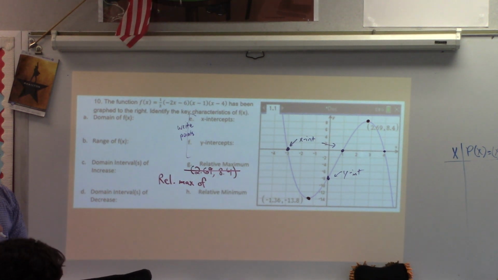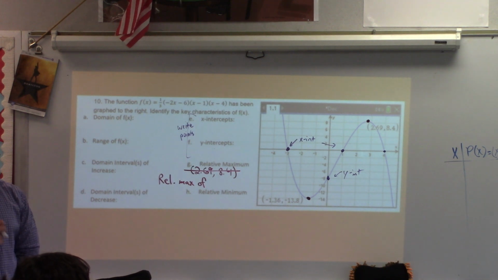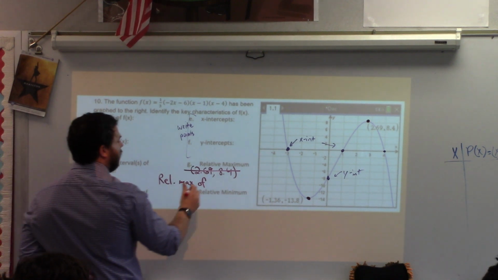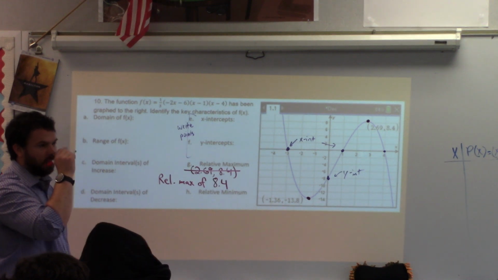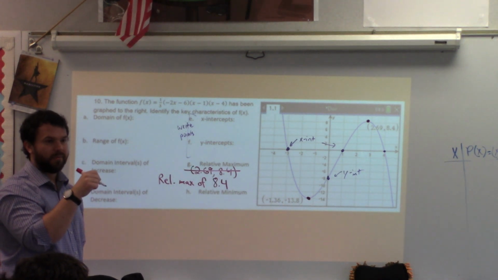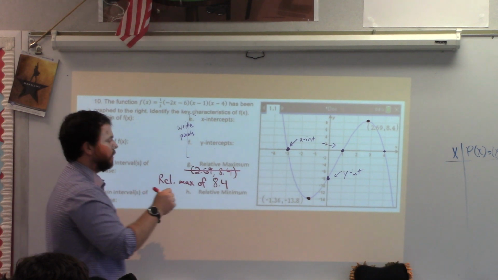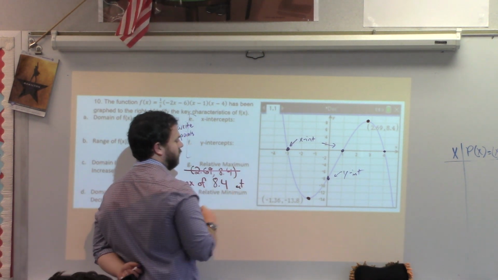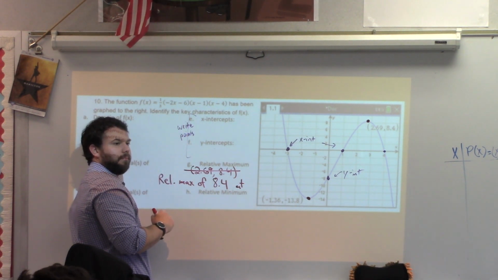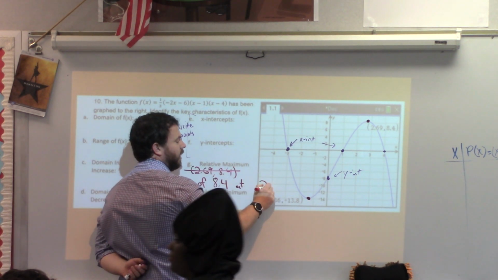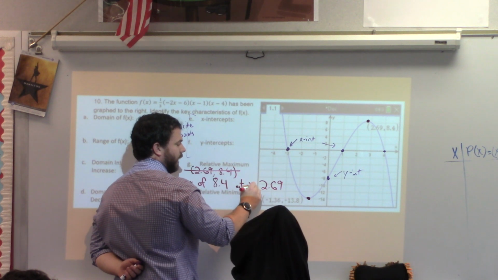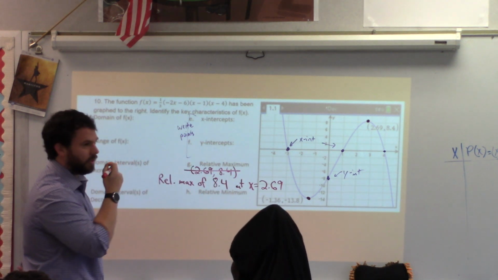Tonight, remember the maximum or the minimum is the Y value. It's the output. So it's of what? Of 8.4. That's the notation you should have said: relative maximum of 8.4 at x equals 2.69. What is 2.69? That is the x.